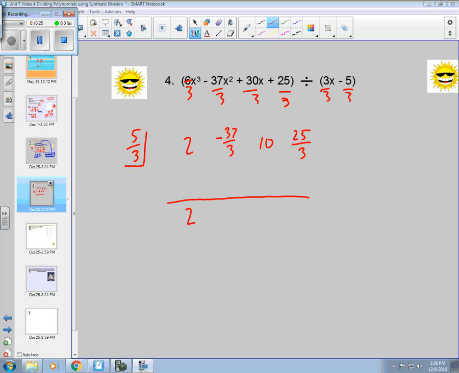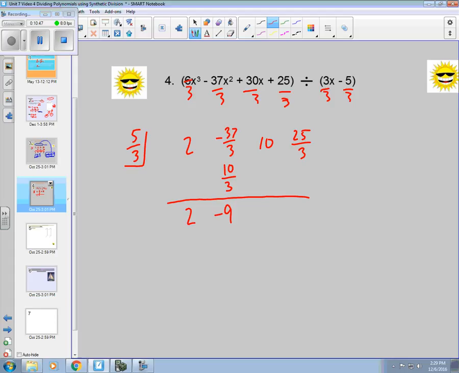Okay, let's check. If you set it up, it should look like this. Now you want to do the division. If we multiply 5/3 times 2, that's going to be 10 thirds. 2 times 5 is 10. Add these up, it'd be negative 27 thirds. And we know if we divide negative 27 by 3, that's going to be negative 9.